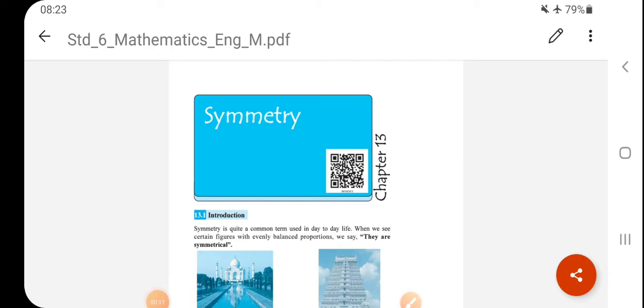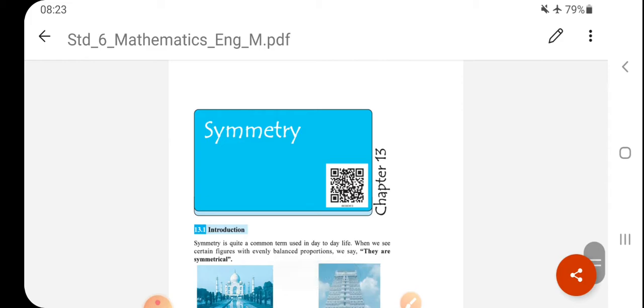Now we are going to start chapter number 13, symmetry, and I hope you have all written the exercise of chapter number 12 in your fair notebook. You have to complete your notebook and write all the exercises in your notebook.